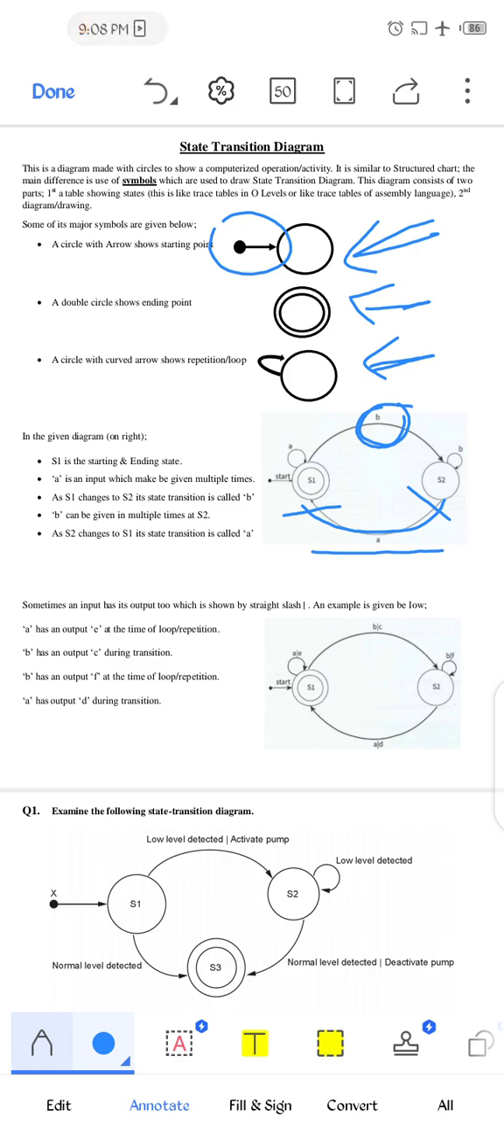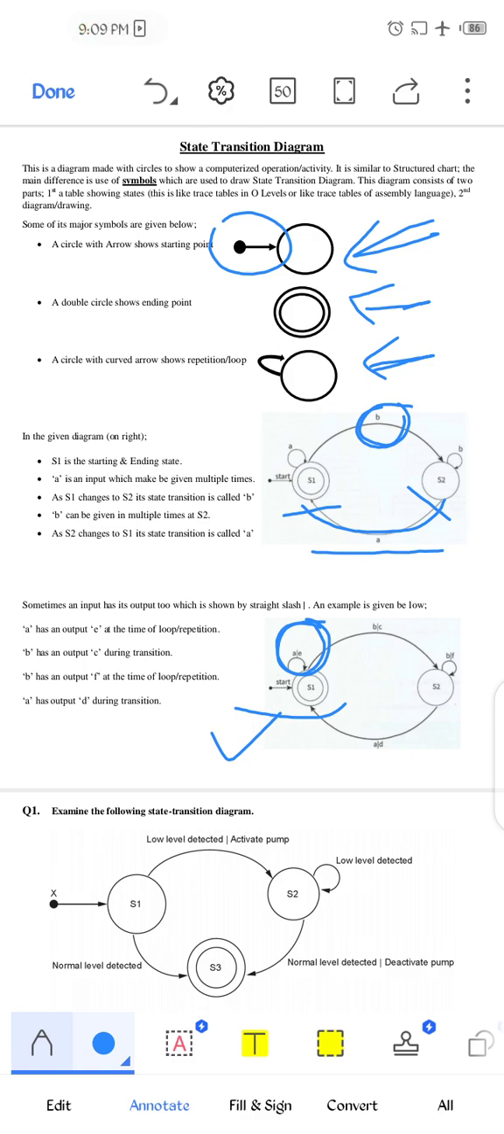So this is the first scenario. The second thing is that you can also give an input as well as an output. Here is another state transition diagram. There are two states, S1 and S2. S1 is a starting state as well as an ending state. If you are at S1 and you give it input A, it will produce output E. Just remember this point: the value after the stroke line indicates output, and the value before the stroke line is the input. So here A is an input and E is the output.